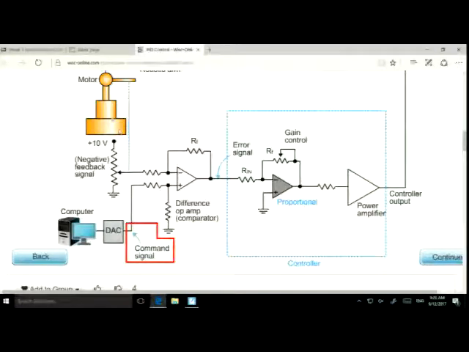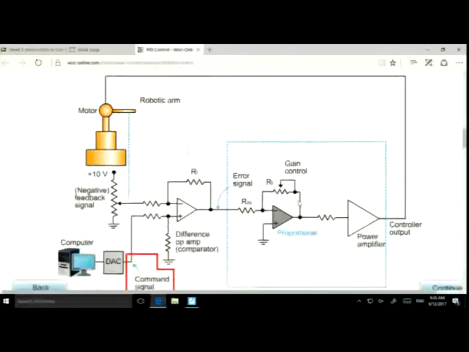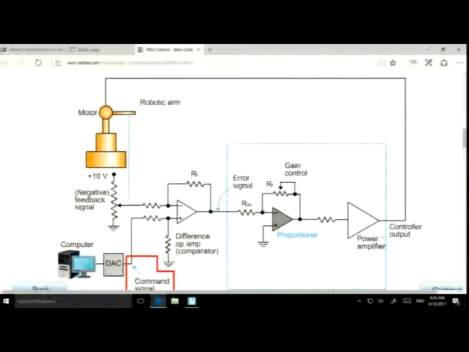And then obviously, because the arm is using a motor to rotate it or move it, it's going to need a power amplifier to give it more current. So that's the only reason that's there. That, I suppose, would be part of your actuator system, that, and your motor would be actuator. And then the controller then obviously drives the arm to the right place, and it will keep doing that until the error goes down to zero.